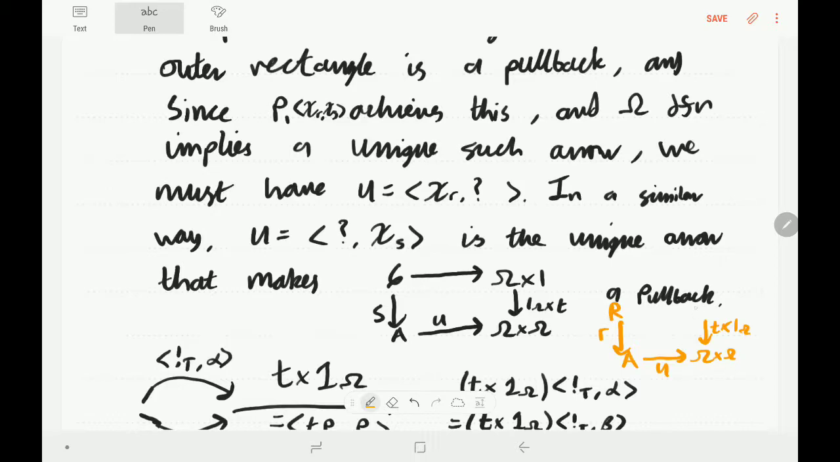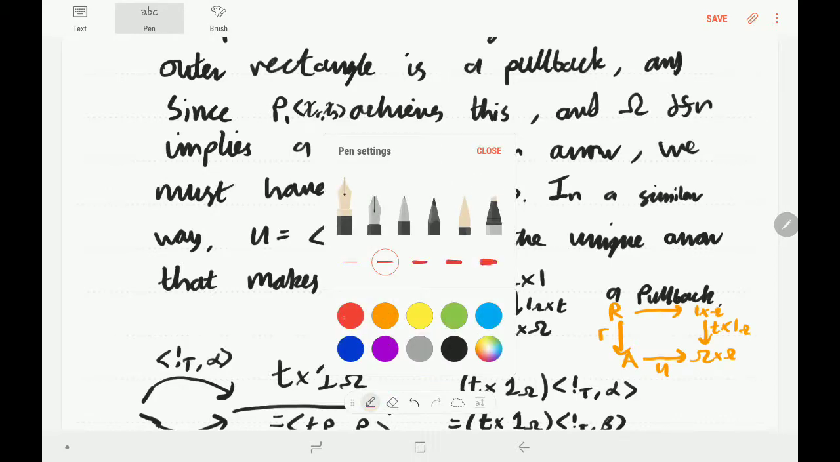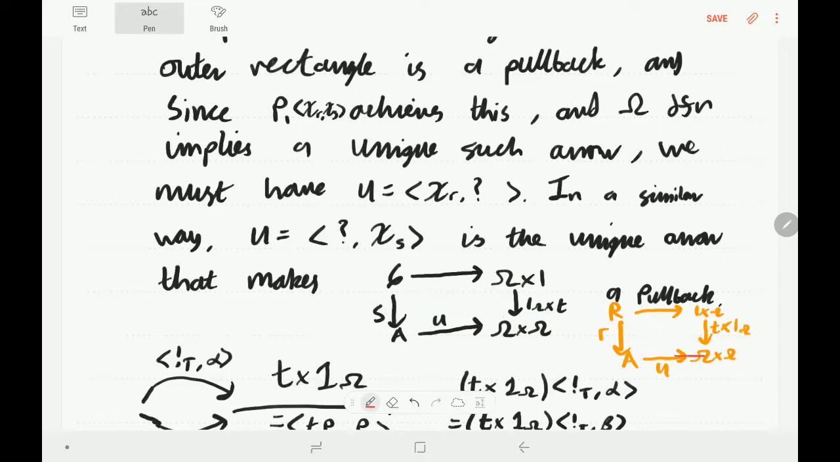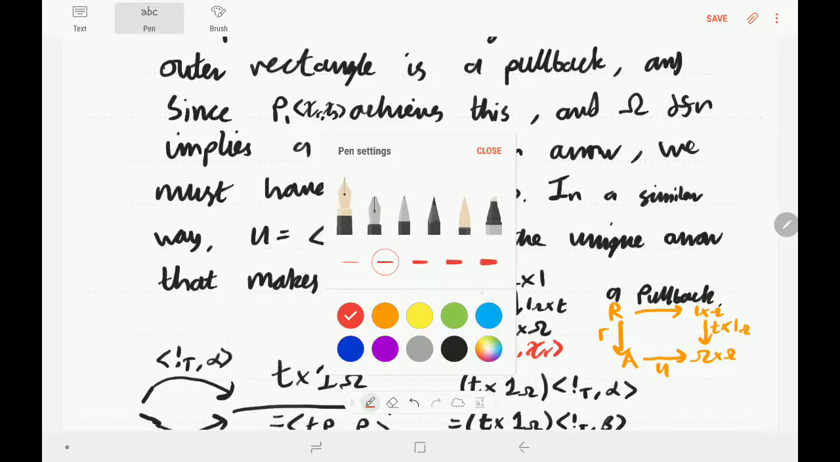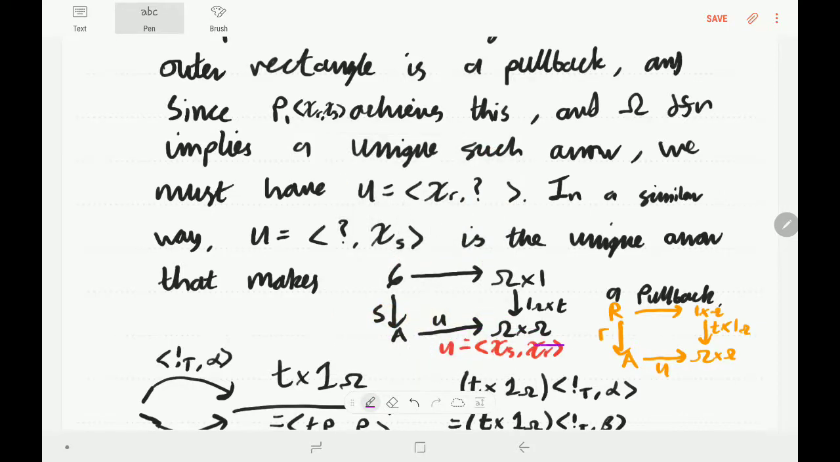It should be 1 times omega with an arrow like that. So there's a unique U which makes these two squares pullbacks given monics R and S, and in fact that U is chi S, comma, chi R. This is building up to a kind of definition of AND. Okay.